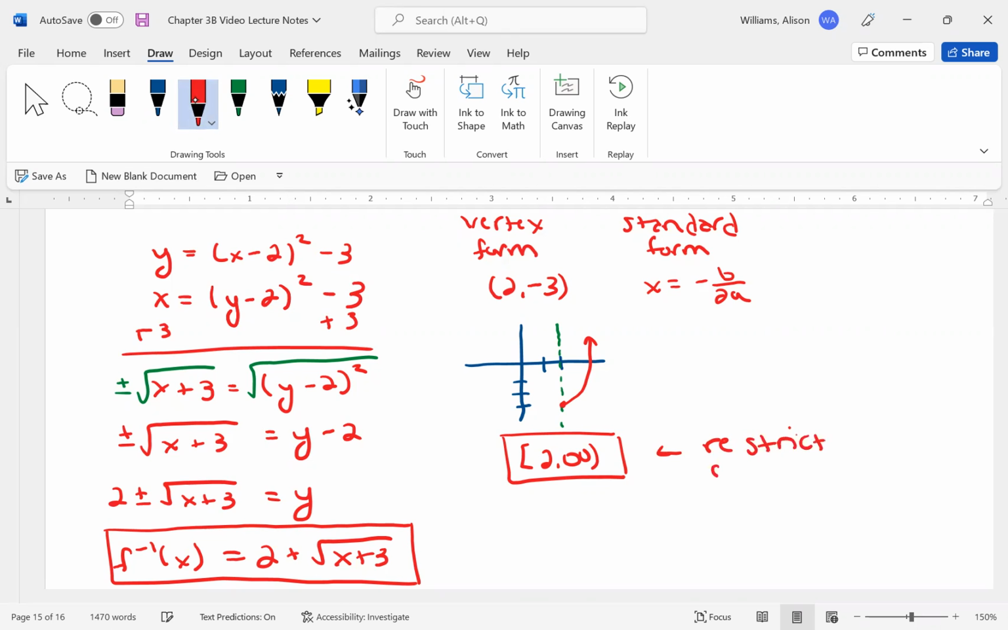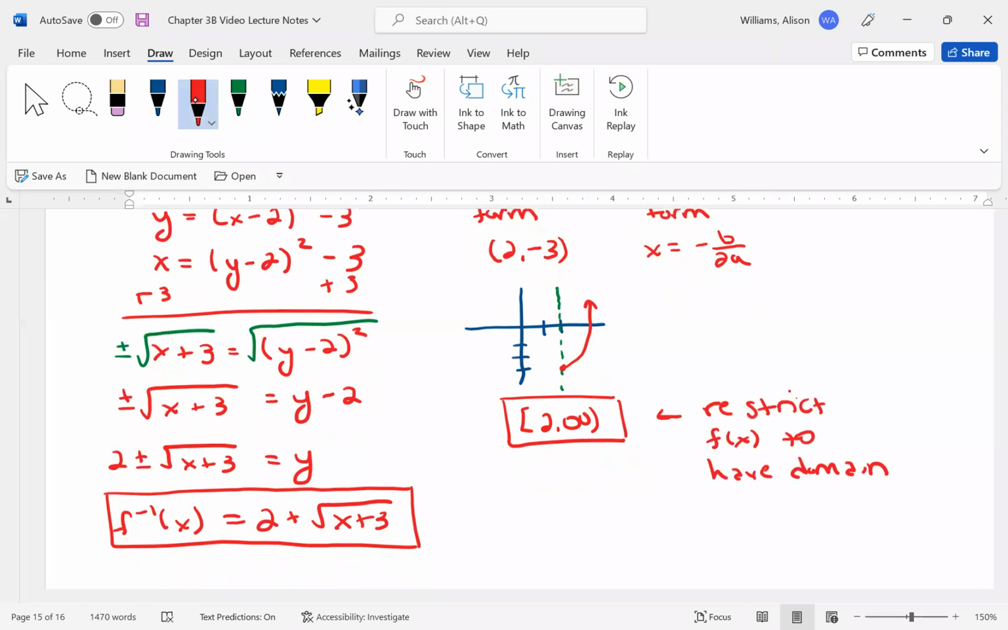Restrict f of x to have domain of 2 to infinity. All right, great. So we kind of saw that before. We did look at a parabola previously.